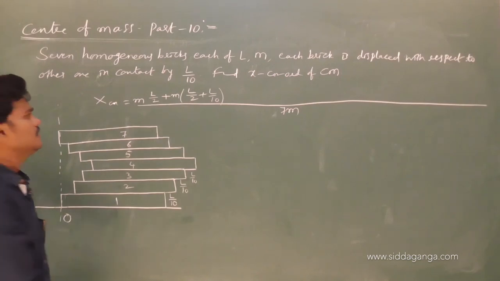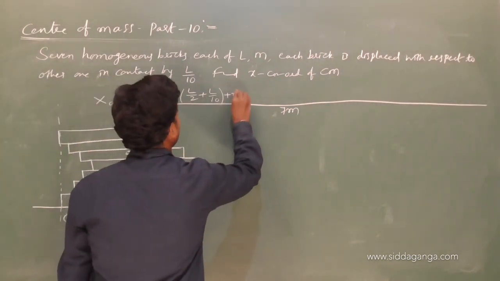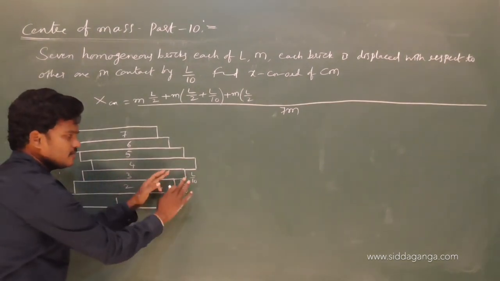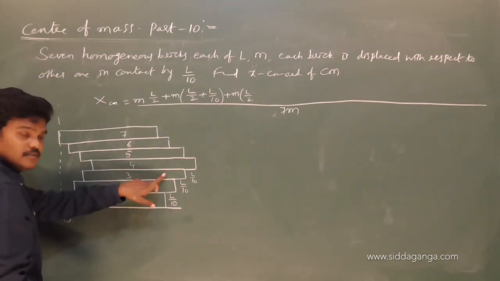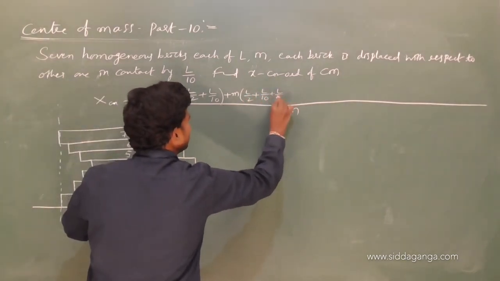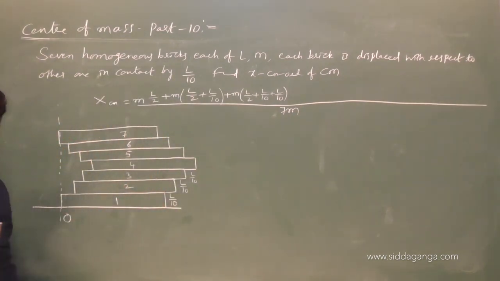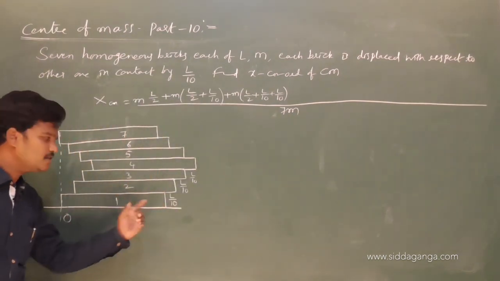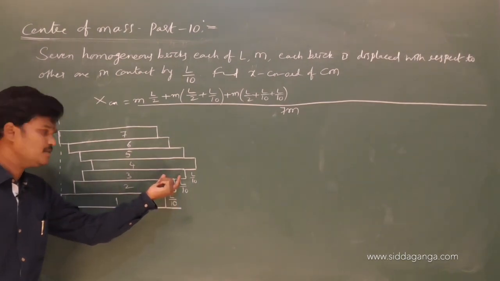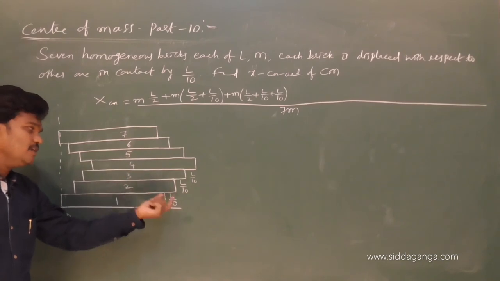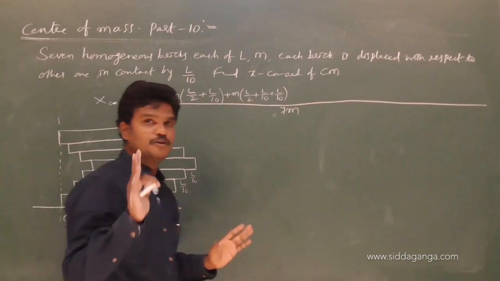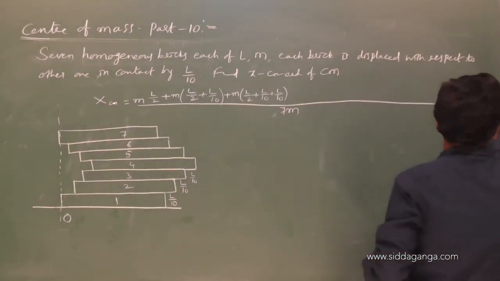Third one, very easy. M into L by 2. This is extended by L by 10, and the third one is extended again. How much now? L by 10 plus L by 10. Got it? So carefully: first one L by 2, second one L by 2 plus L by 10, third one L by 2 plus L by 10 plus L by 10, 2 L by 10s. Third completed, still 4 more.